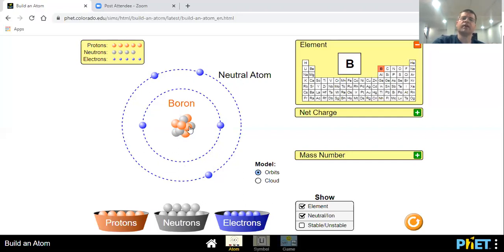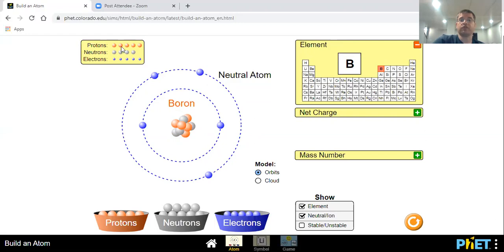But again, the key idea is, I need you to know an atom has to have the same number of protons and electrons, because, say it again, atoms are neutral. Nucleus is positive. Atoms are neutral. Nucleus is positive.